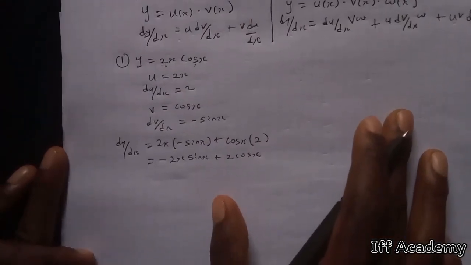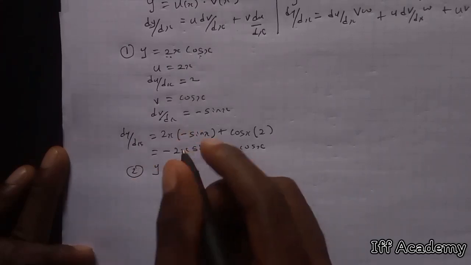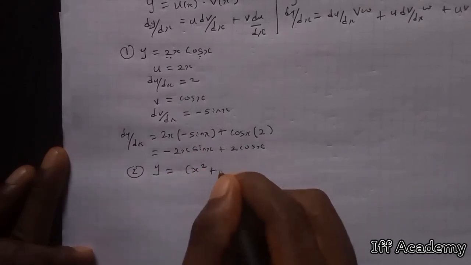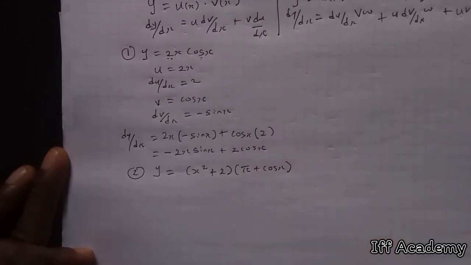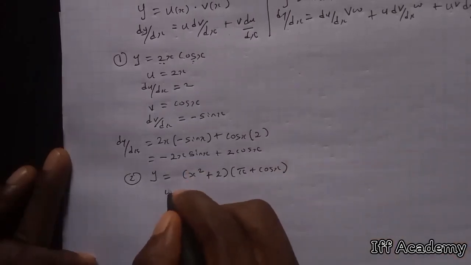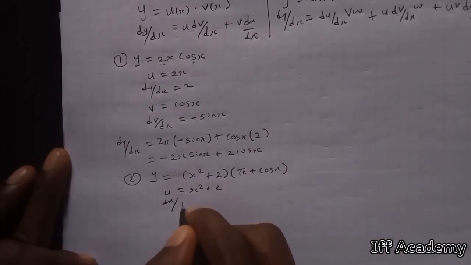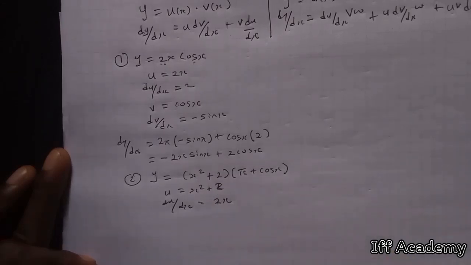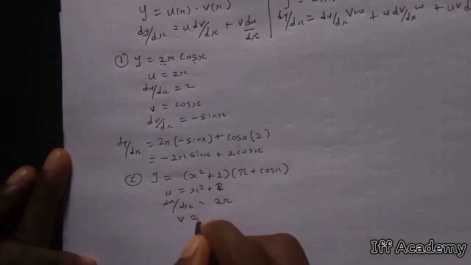So for question number 2, we have y is equal to x squared plus 2 into pi plus cos x, right? So our u is x squared plus 2. du over dx is 2x, right? Now you know that the derivative of a constant is 0. So 2 is a constant, so the derivative of 2 is 0. So you have 2x.